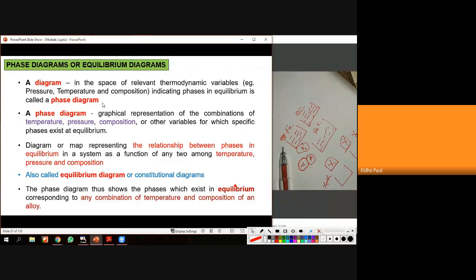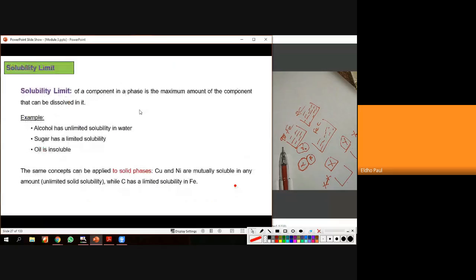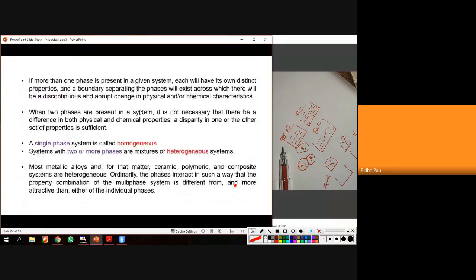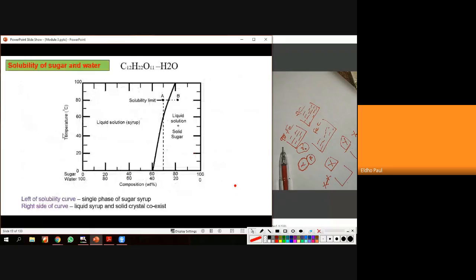So here, I am going to draw a diagram in space, and in that diagram, I am using 3 thermodynamic variables. What are the 3 thermodynamic variables? One is pressure, second one is temperature, and third one is composition. We already discussed these 2 variables, temperature and composition, in the case of sugar syrup. In the case of sugar syrup, we can see that this is the temperature and this is the composition. So we can say this is a phase diagram.